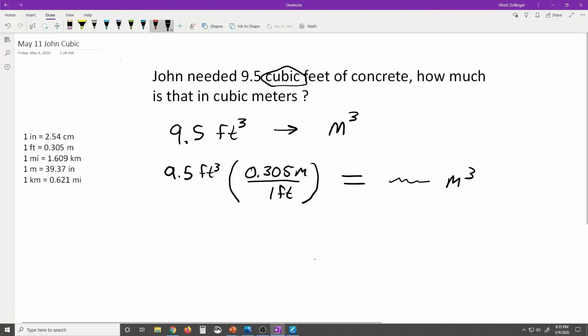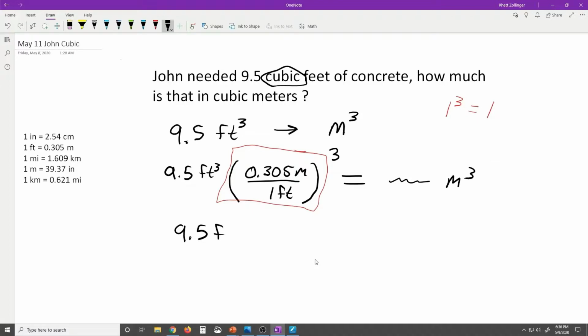But this whole thing is equal to 1. Remember that. And I know that 1 cubed is equal to 1. So all I have to do to give me the right units is cube everything inside this. For the point of demonstration, I'm going to actually write that out. This is another common mistake I see.